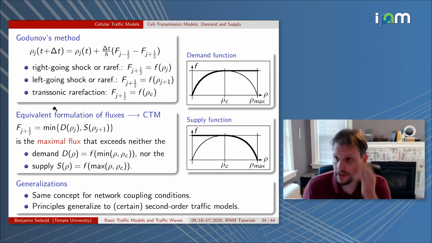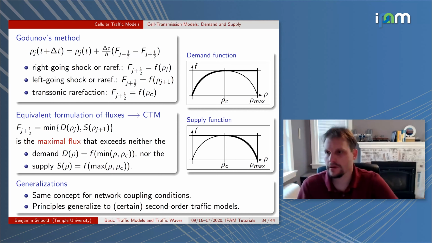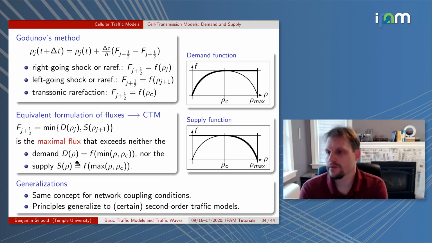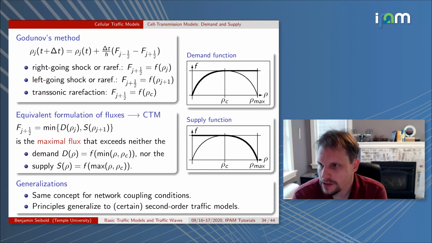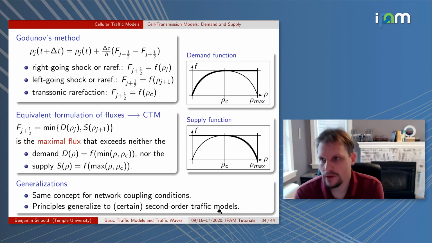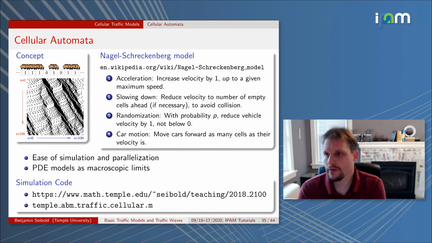What's also neat is that if you have a network coupling condition, like a road goes in and then you have two roads going out, for example, the same kind of framework can be employed. One has to deal with split ratios and define these things, but it can be employed in a very similar fashion, which is quite intriguing. And when you look at second-order models, like we discussed before, these principles can also be generalized to certain second-order traffic models. Again, I want to point you to Dan Work's talk that was given yesterday. All right, so that was on what people call the cell transmission model in practice.